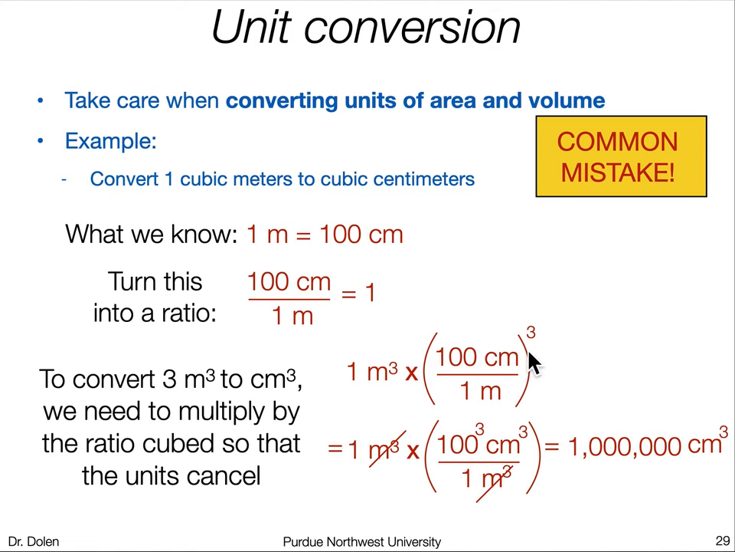Because I need my units to cancel out. I need this cubic meter to cancel with something. So I need to cube this ratio, right? So that I have meters cubed in my denominator, and these cancel out. And so what I end up with is my answer in cubic centimeters, right? Centimeters cubed. And look, I had to cube my conversion factor. I ended up with 100 cubed, so there's 1,000,000 cubic centimeters in 1 cubic meter. All right, so that is a very common mistake, so make sure you do that.